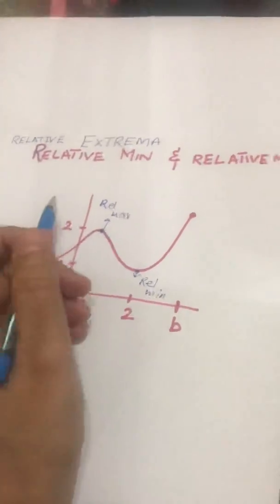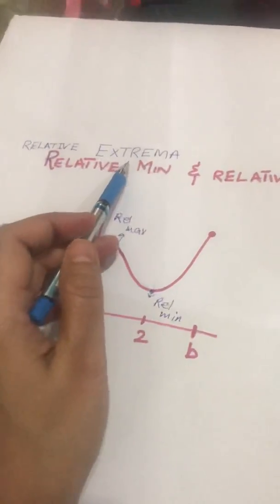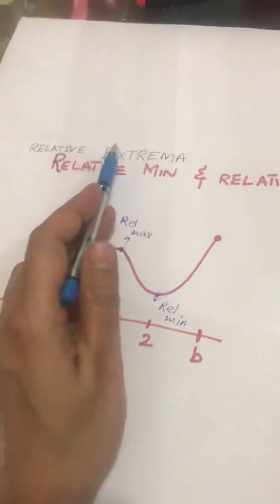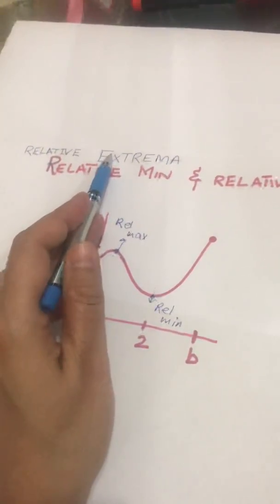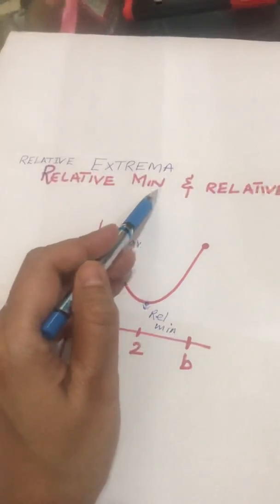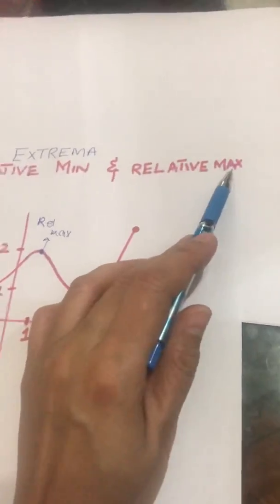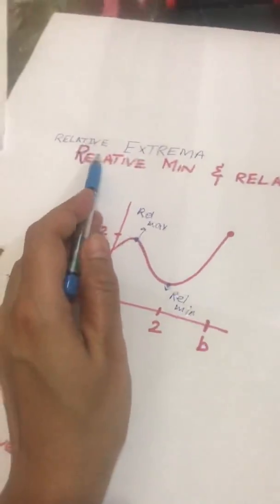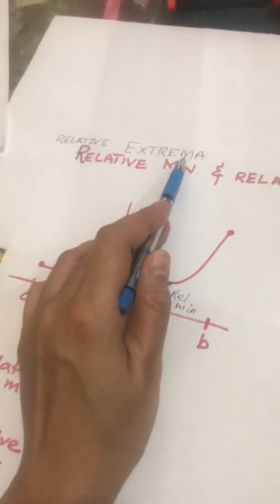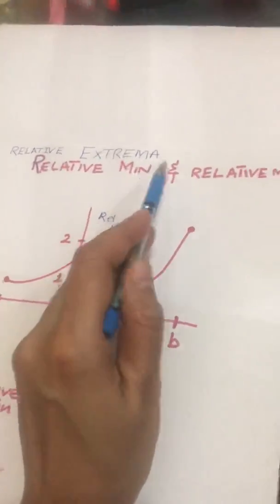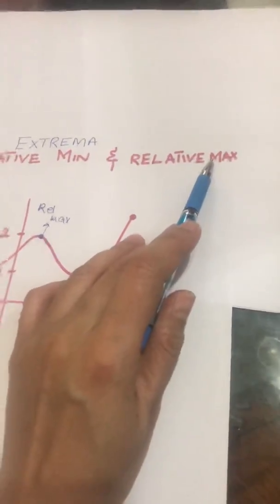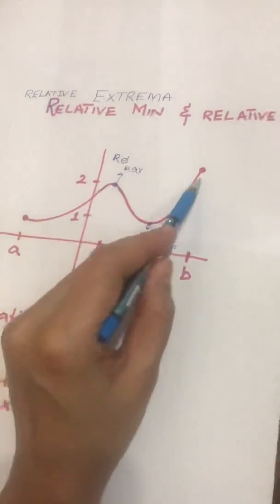Today in this video we are going to study about the relative extrema. So as you all know, by the term extrema we can understand that it means the minimum or the maximum values. So whenever we say relative extrema, it means we are talking about the relative minimum or the relative maximum. So let's have a look at the graph.